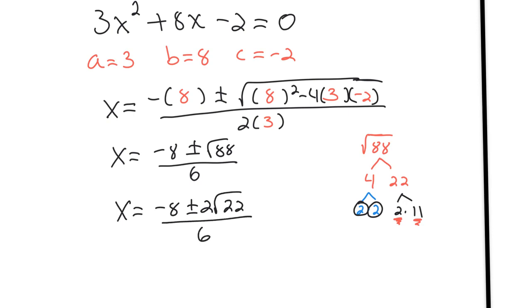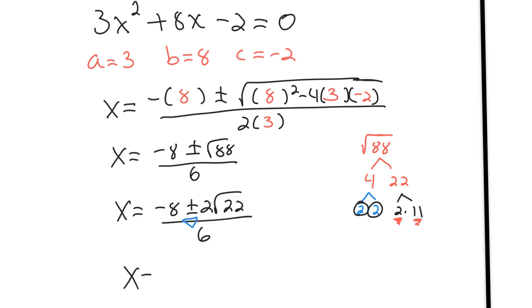Now let me go back again. There's a pair of 2's, one pair, so that's a 2 outside, 1 2 outside. These two don't have a pair, but I do multiply those two. 2 times 11, 22. I'm going to check the terms outside of the radical. So I have an 8, a 2, and a 6, and I can divide by 2.